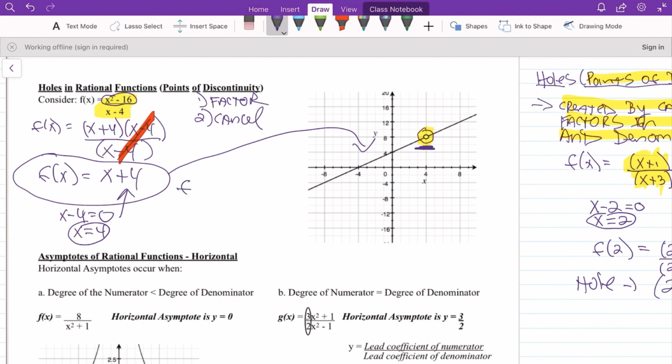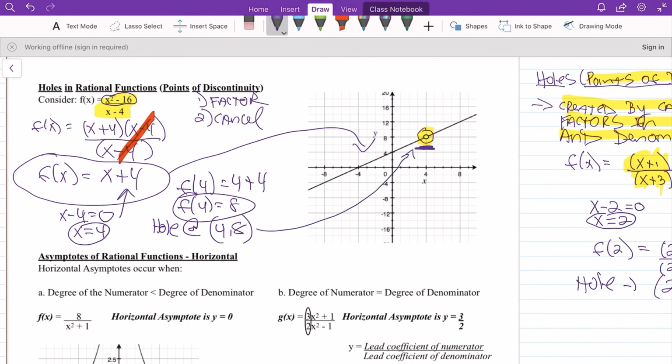We would have f of 4 equals 4 plus 4, so f of 4 equals 8. So we would have a hole, or a point of discontinuity, in the graph at the point (4, 8), and that's exactly what we have over here, and that's really all it is.